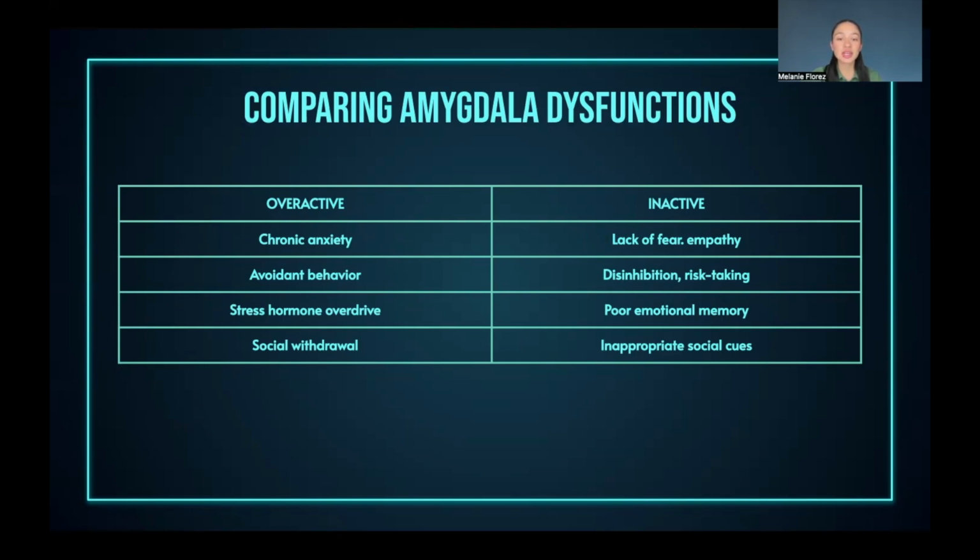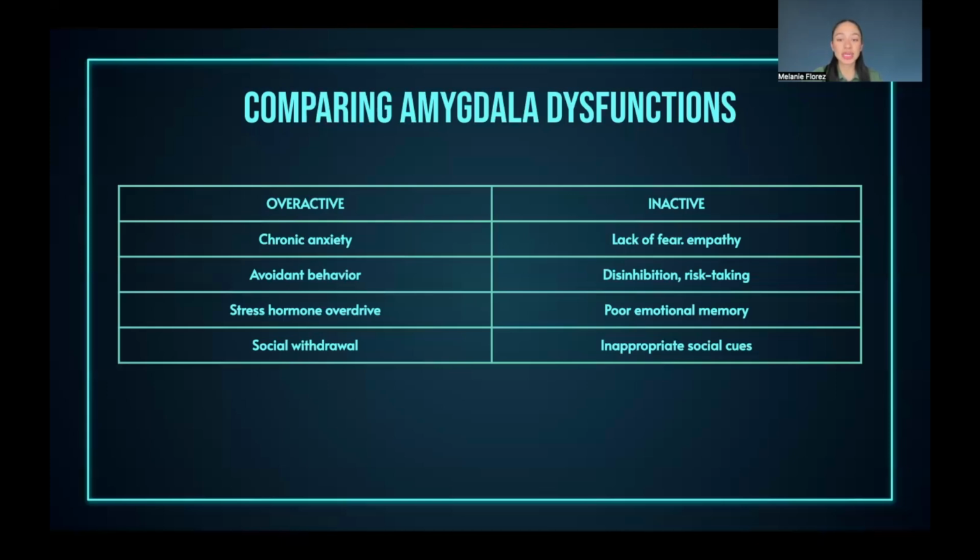In inactivity, people might experience the opposite problem. They don't feel enough fear. They might misjudge danger, act impulsively, or show disinterest in other people's emotions. This is often seen in psychopathy, brain injury, or certain neurological syndromes. Importantly, both dysfunctions impair the person's ability to adapt to social environments, form healthy relationships, and manage internal emotional states.